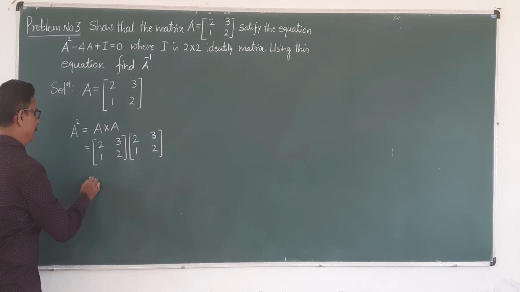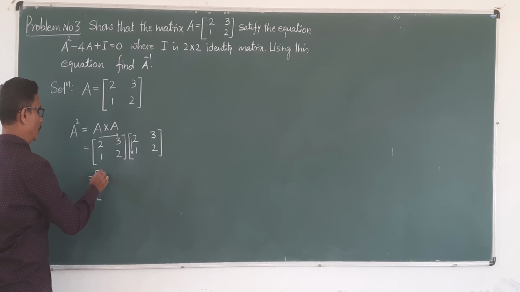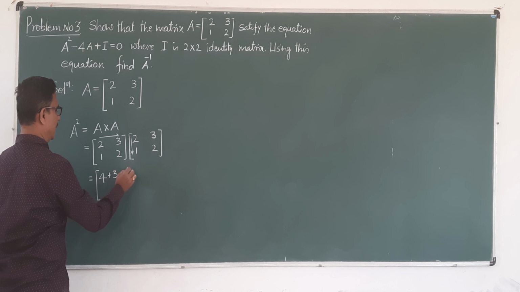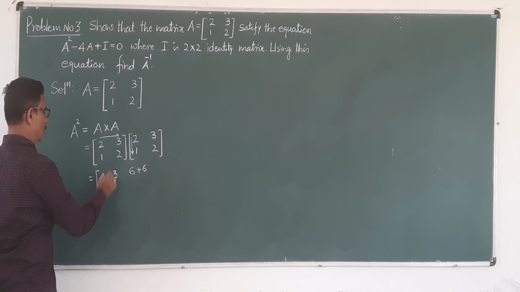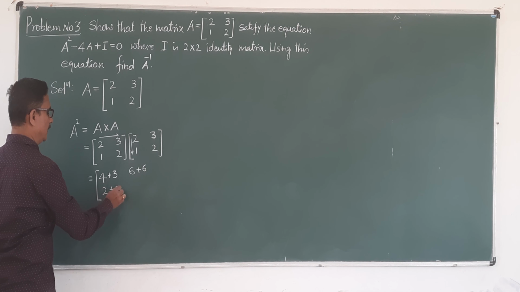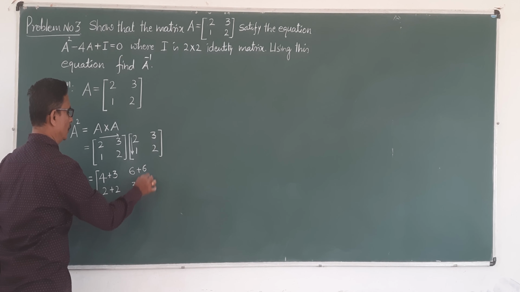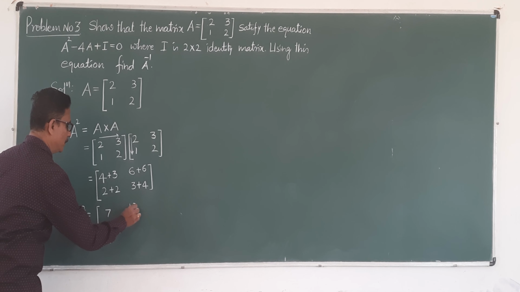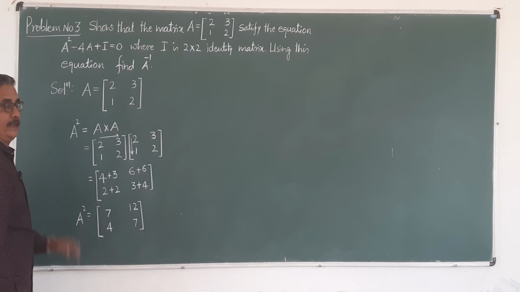Now multiply those two. How to multiply? Multiply row by column. First row by first column: 2 into 2, 4, plus 3 into 1, 3. First row by second column: 2 3s are 6 plus 3 2s are 6. Second row by first column: 1 into 2, 2, plus 2 into 1, 2. Second row by second column: 1 into 3, 3, plus 2 into 2, 4. So A square is equal to 4 plus 3, 7; 6 plus 6, 12; 2 plus 2, 4; 3 plus 4, 7. This is A square.